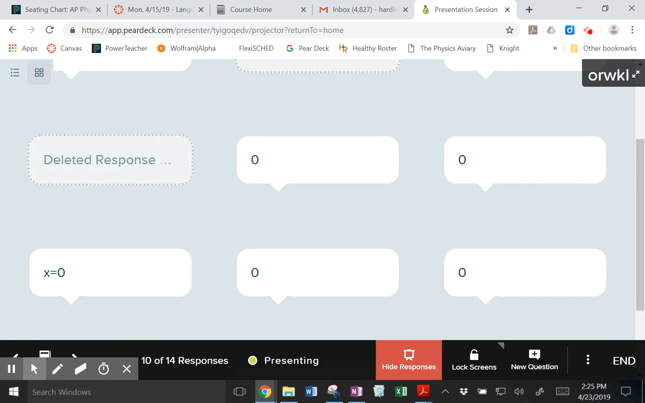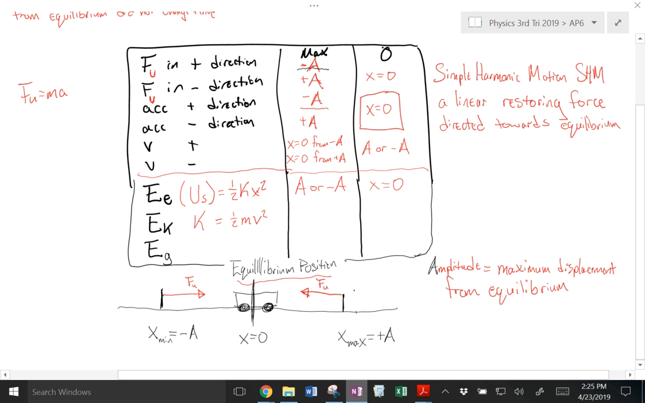So pretty universal there, that maximum velocity and maximum EK occur at x equals 0. Things to note: both of those energy quantities go with the square of the position or the square of the velocity. So it doesn't matter negative or positive A, you're going to have the maximum EE. Negative or positive velocity, you're going to have the max EK at x equals 0.